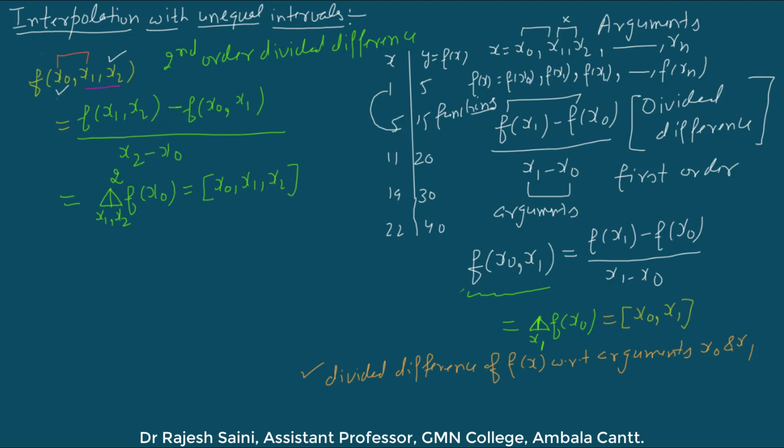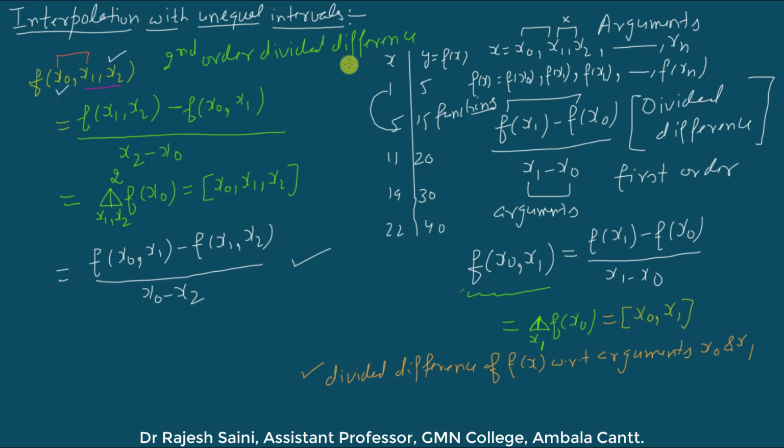By taking minus common, it could also be written as f of x0 x1 minus f of x1 x2 divided by x0 minus x2. You can also write one first, then the other. So this is also the same thing, because we have cancelled the minus from the numerator and denominator. So this is the second order divided difference.